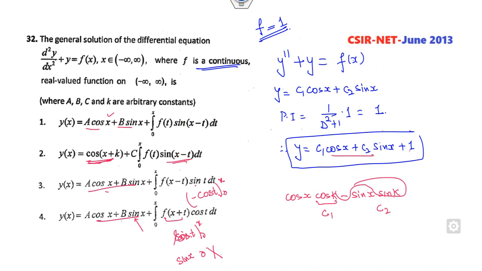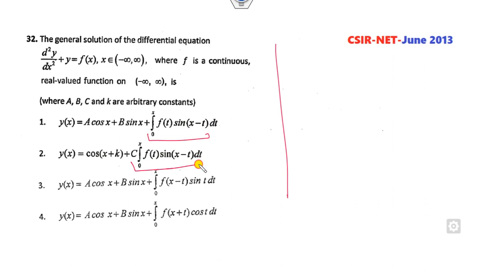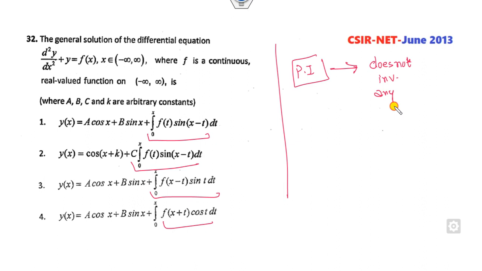Look at this option. What is that? These are my particular integral. And we all know the particular integral does not involve any constant. That's the definition of the particular integral. So it means, look at that, the C option is there, this is cancelled. Fine? There is no need to solve the problem. Just think about that.